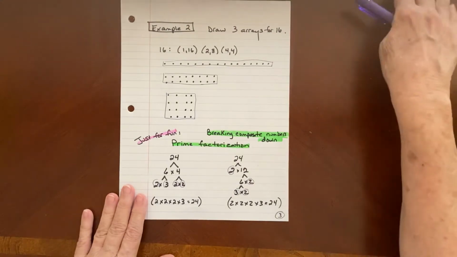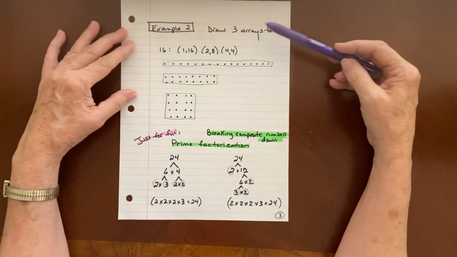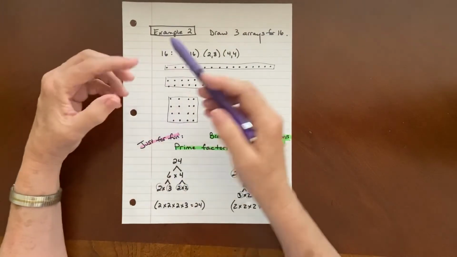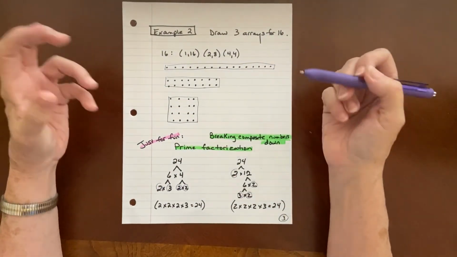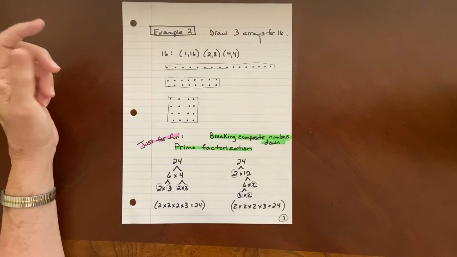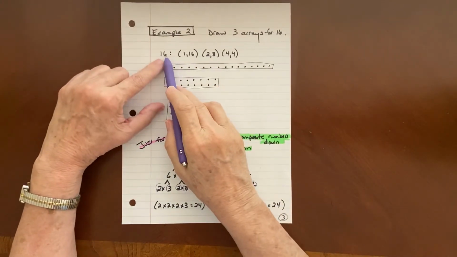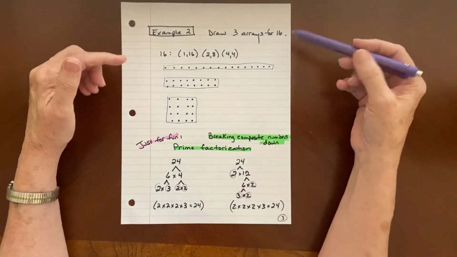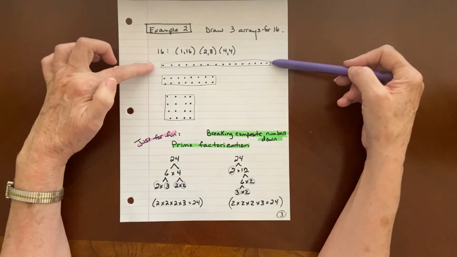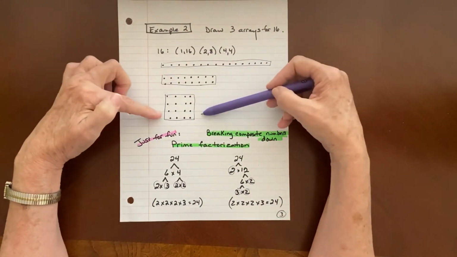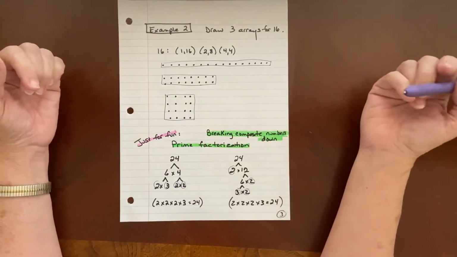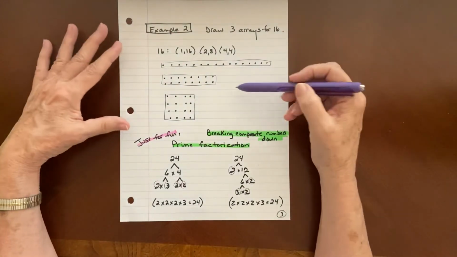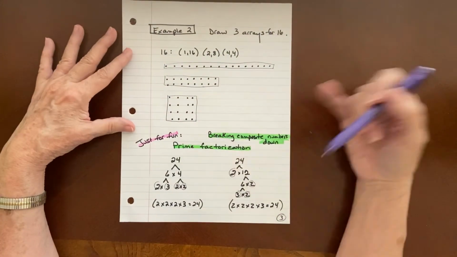Example 2 says, draw 3 arrays for the number 16. So first of all, I like to look at the factors of 16. What pair of numbers can you make that will make the product 16? So 1 times 16, 2 times 8, 4 times 4, right? You may choose to go the other way, and that's fine. Like if you made this one, turned it sideways, that would be fine.